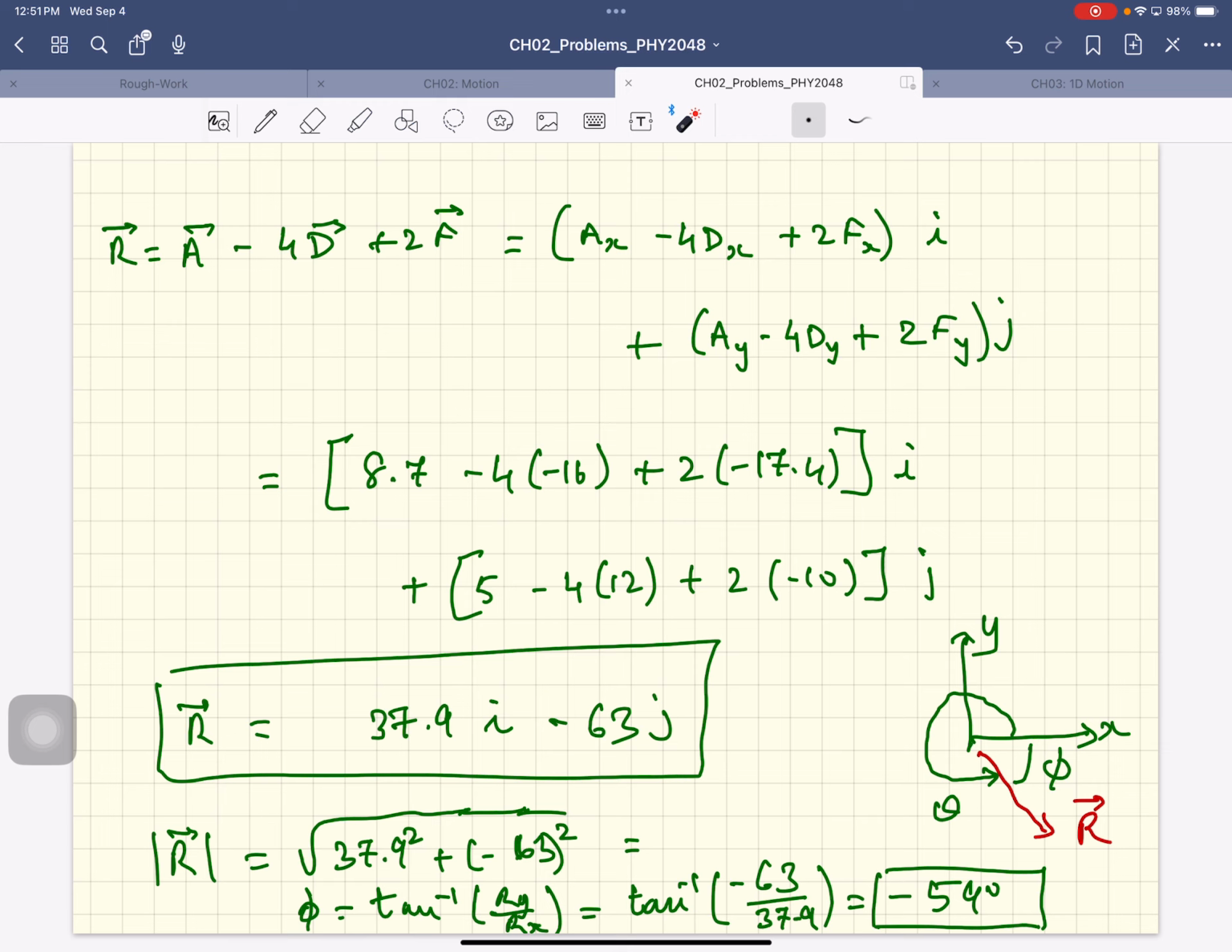The two solutions are, so I should write both the solutions. Tan inverse has two solutions, minus 59 degrees and minus 59 plus 180 degrees, which is 121 degrees. And from the components, you know this is the correct solution and this is not. So that's how you pick the solution.